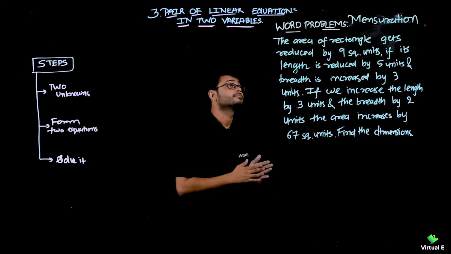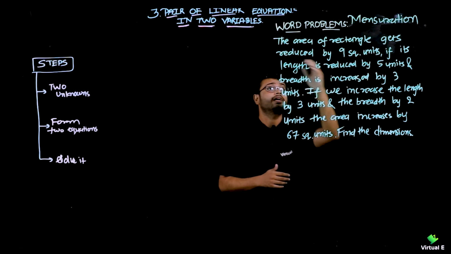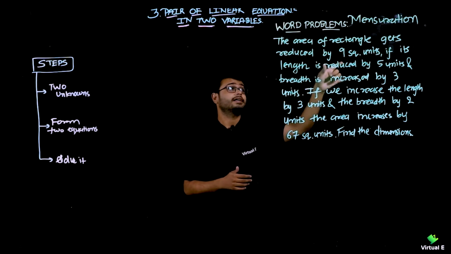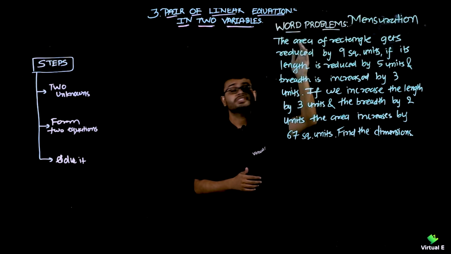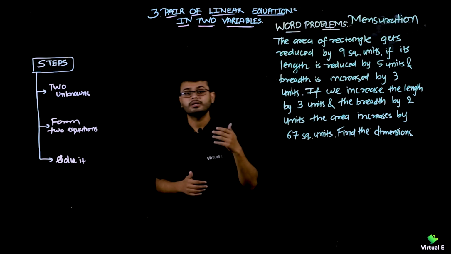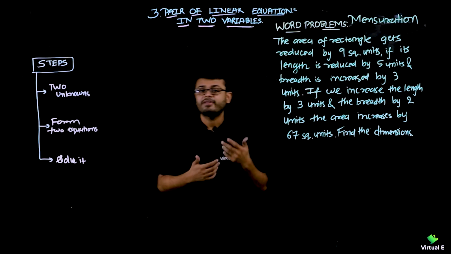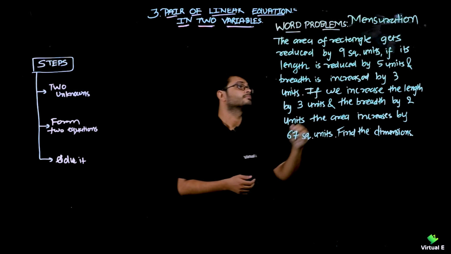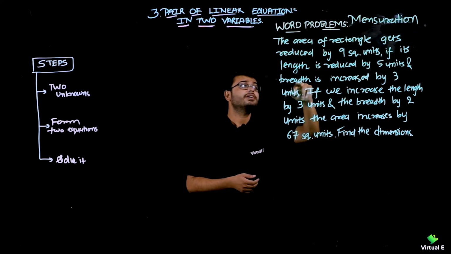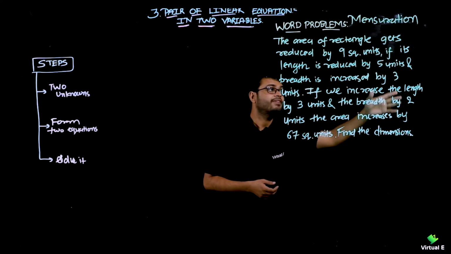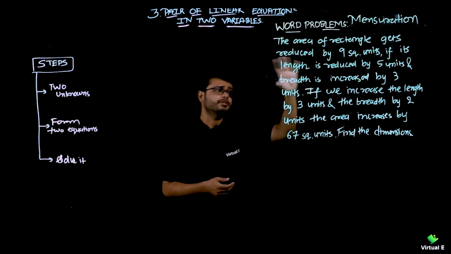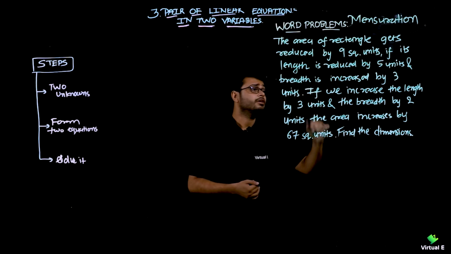So let's start. The area of a rectangle gets reduced. Okay, so first of all, what shape is it? Rectangle. And what we are talking about is area. So area and rectangle. So we are going to use the formula for area of a rectangle in this problem. It gets reduced by 9 square units if its length is reduced by 5 units and breadth is increased by 3 units. Okay, first condition.